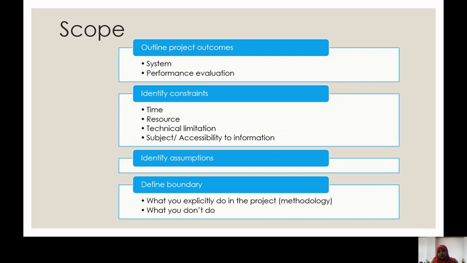And subject or accessibility to information must also be there to identify a constraint. So if you are testing it on people, then you can say that because of the time constraint that we have, we are able to take just, for example, 10 samples. You should also identify assumptions.